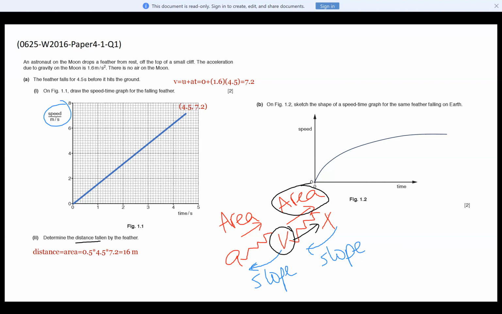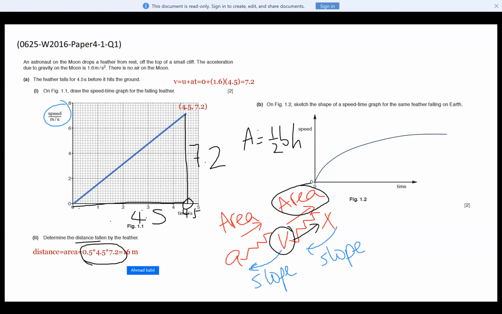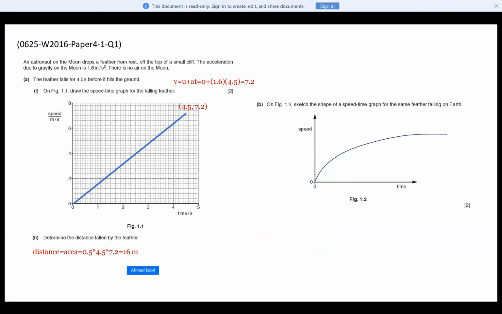So how do we get the area here? Using simple geometry, of course. The graph here is a triangle in a sense. So the base of the triangle is basically the value of the time, which is 4.5, this value here, 4.5. And the height of the triangle is 7.2. So the area of the triangle is half times base times height. And all you have to do is simply multiply half times 4.5 times 7.2, and you get 16 meters for the distance.